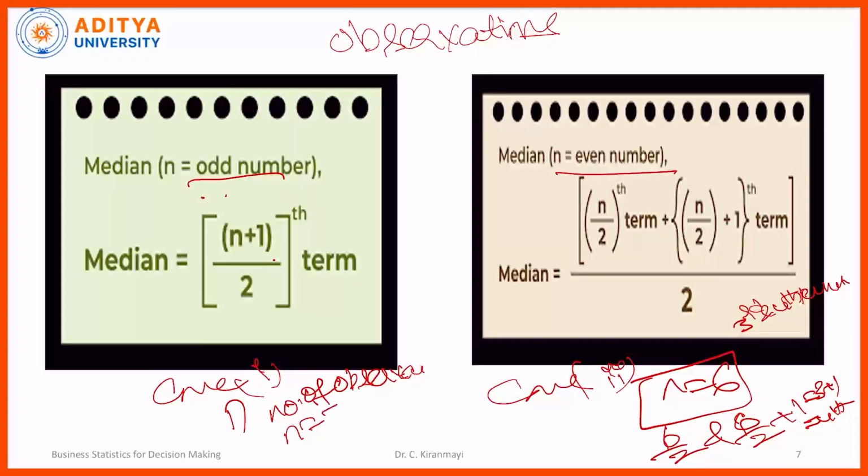For example, if the number of observations is odd, then (n plus 1) by 2, that is (7 plus 1) by 2, that is equal to 8 by 2, that is equal to 4. The 4th term. When the number of observations is odd, we can find exactly the middle term. But when the number of observations is even, there exist two median terms and we can identify those two median terms using these two formulas: the n by 2 th term and the n by 2 plus 1 th term.